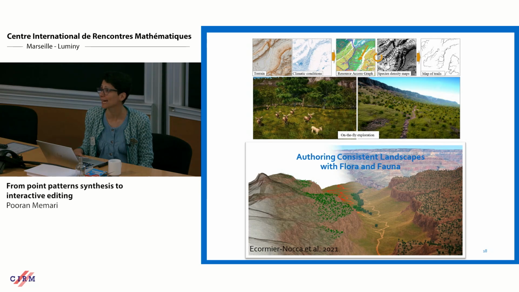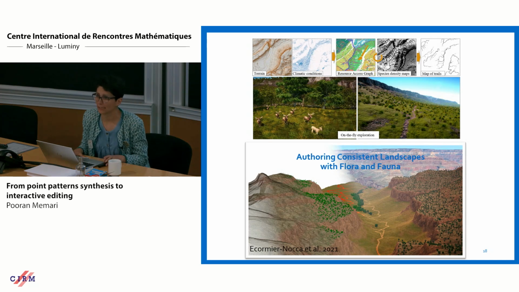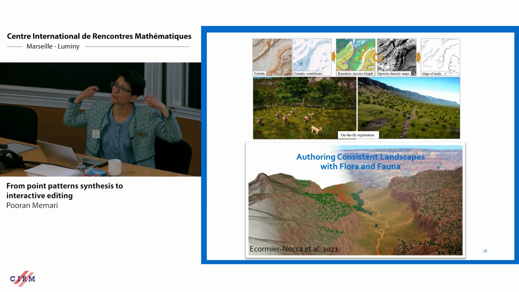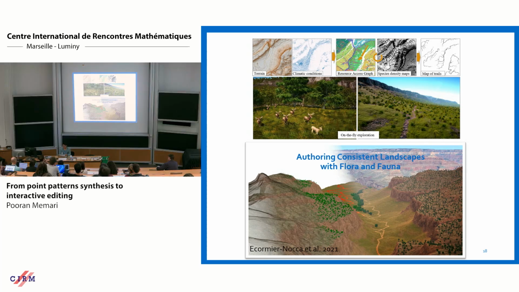You cannot use that to do a specific analysis on food chains between different animals. It's a consistent one. It's one possible consistent food chain instantiation that would allow you to populate the whole virtual world with the corresponding flora and fauna that are somehow interactively editable. And here is an example that you can see.